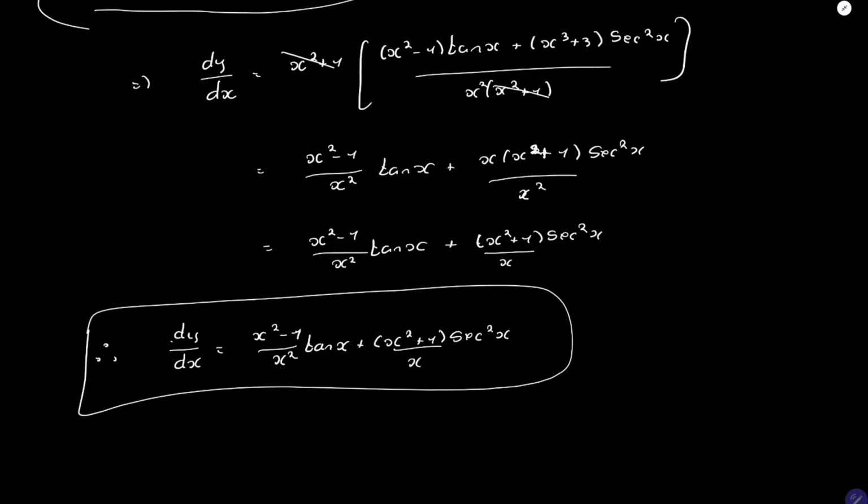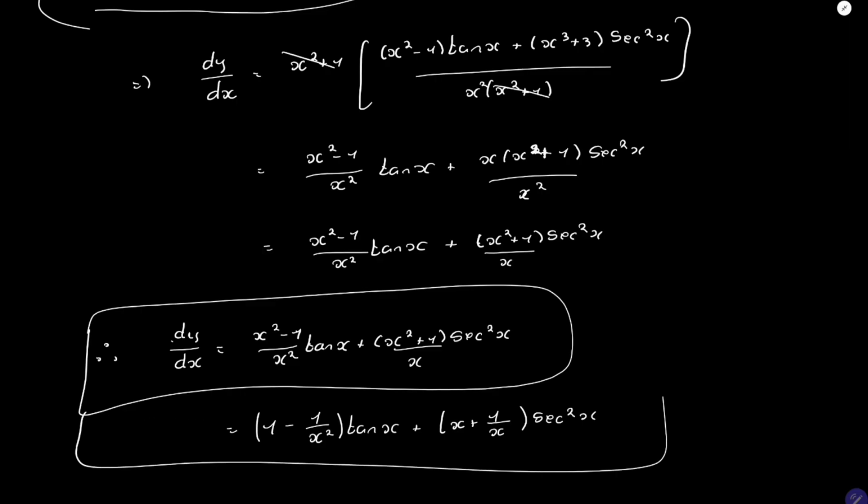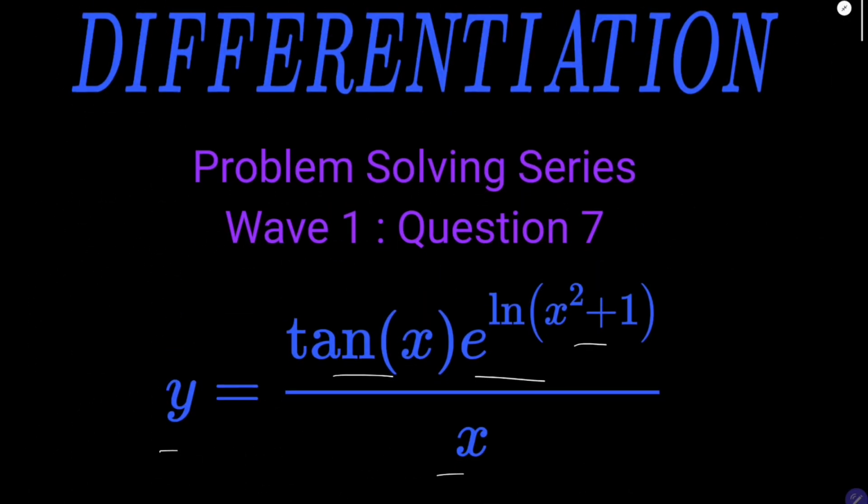Squared on x. And this can be simplified to (1 minus 1 on x squared) tan x plus (x plus 1 on x) sec squared x. Wow, so thanks a lot. I'm sure there aren't any more errors in the question, but thanks a lot, and here is the solution to this question.